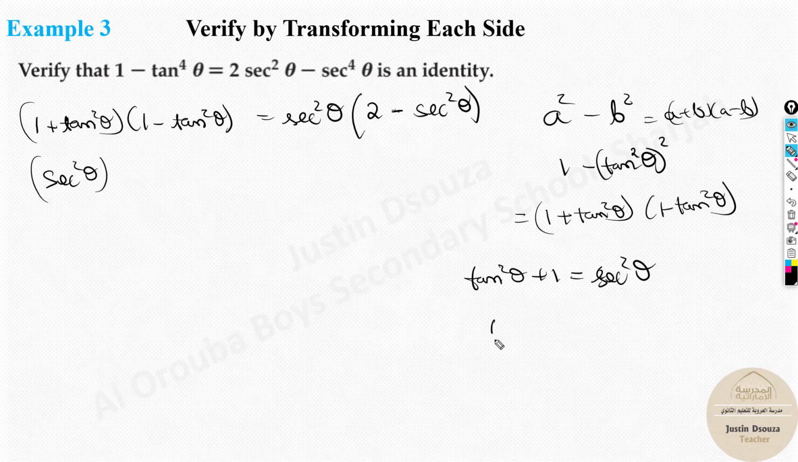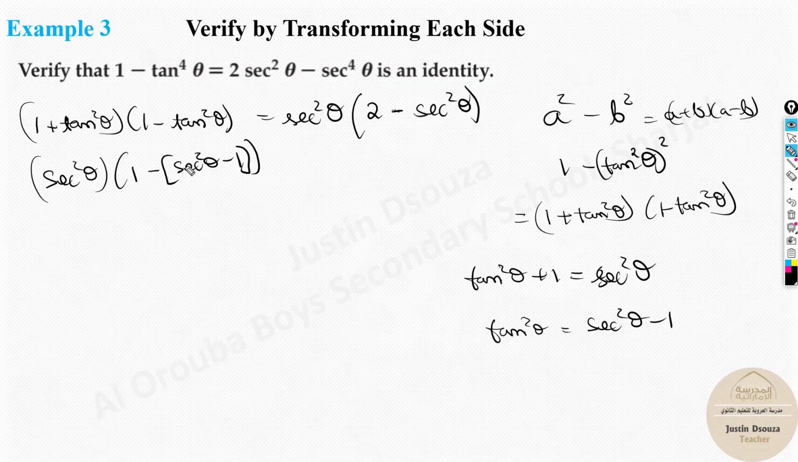But I know tan square theta can be written as secant square theta minus 1. So I will do that over here. See, this 1 remains minus. Instead of tan square, I'll write secant square theta minus 1. Then this side, let it be. It's the same thing. I'm not going to simplify it further.